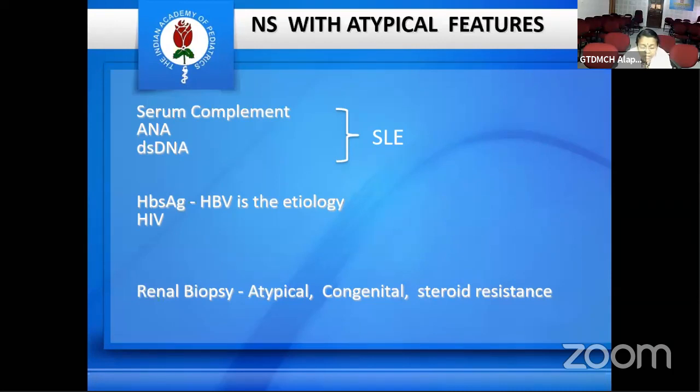In secondary nephrotic syndrome, you have to find out the primary cause. In secondary nephrotic syndrome, the mainstay of treatment is the treatment of the cause, not steroids. Renal biopsy is done in atypical, congenital, and steroid-resistant nephrotic syndrome. So if there are atypical features only, you have to do these tests. Otherwise, urine albumin and biochemistry are enough to treat the nephrotic syndrome.